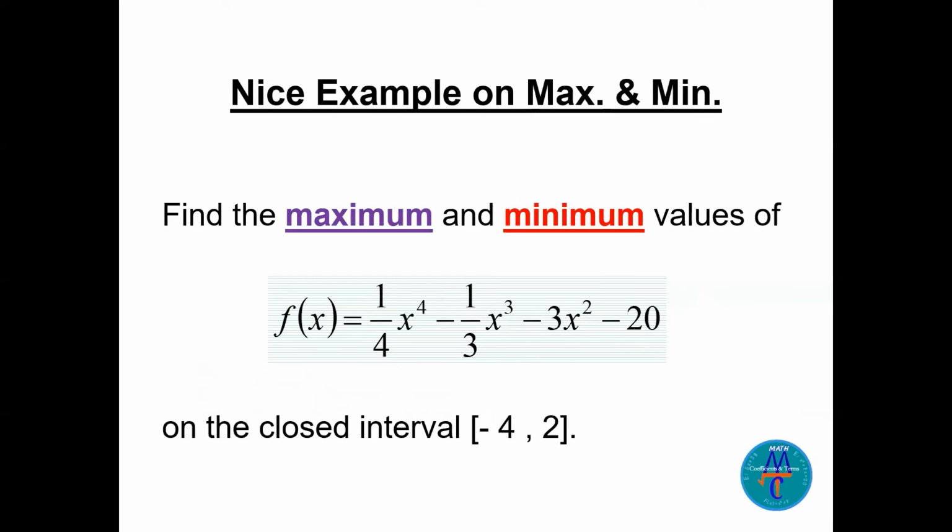One nice example on maximum minimum, just to show you the idea here: find the maximum and minimum values of this function, a polynomial function of degree 4, 1 over 4 x to the power 4 minus 1 over 3 x cubed minus 3 x squared minus 20, on the closed interval minus 4 to 2. This is a really nice question.